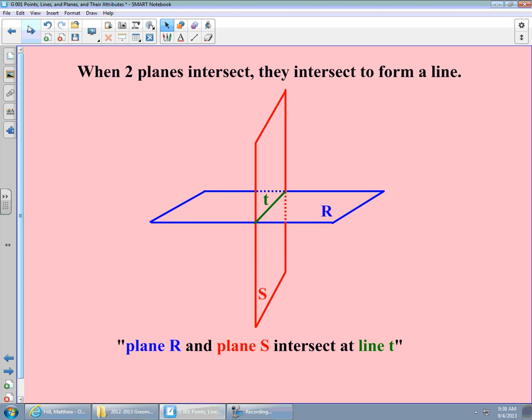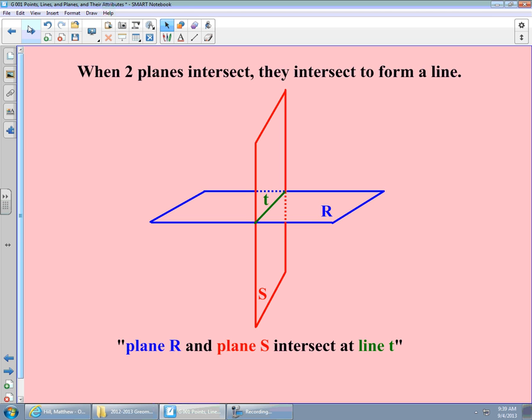And lastly, if you have the instance where two planes, two surfaces, run across each other, the intersection of those will form a line. Now, if you look in the diagram, it's very easy to think, wait a minute, Mr. Hill, line T is not a line. It's a line segment. See, it doesn't go infinitely in both directions.